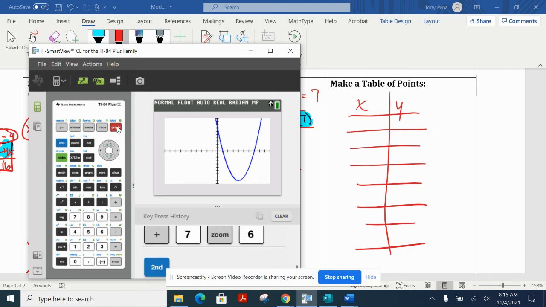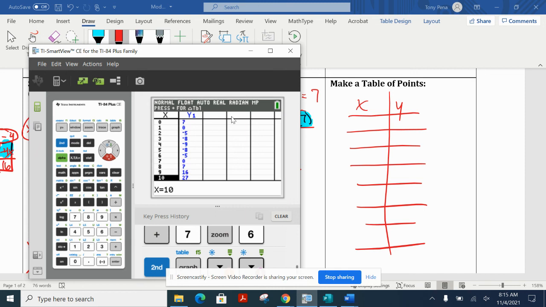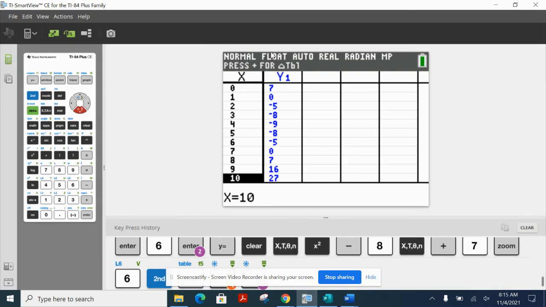All right, so now here's our table. The parts I want you to write down. Start with the X value of 0. So copy that down. Let me make this nice and big for everybody. So 0, 7, 1, 0, 2, negative 5, 3, negative 8. Copy that down through 10. Can't make that any bigger, so hopefully we can see that.